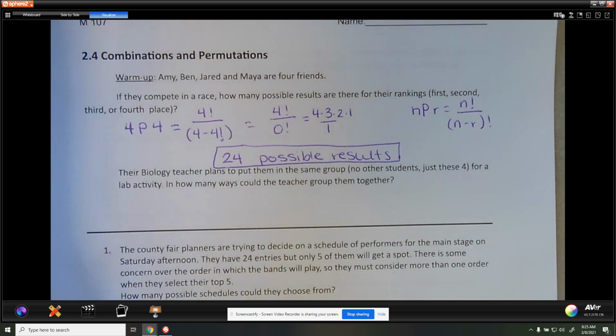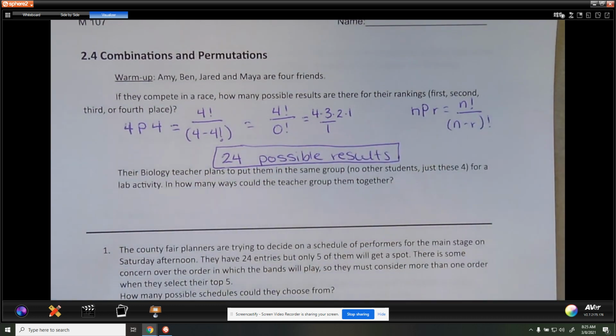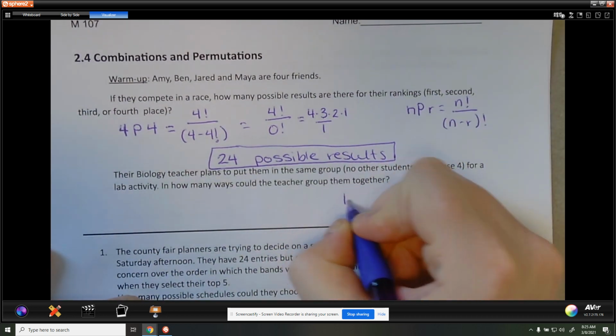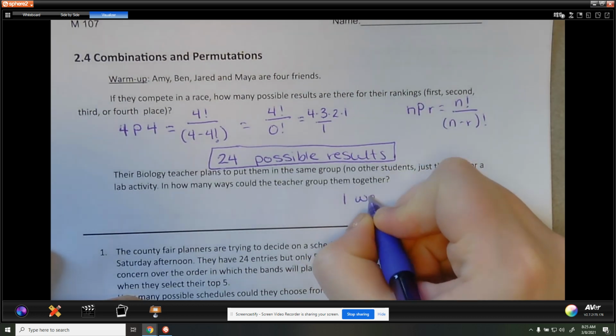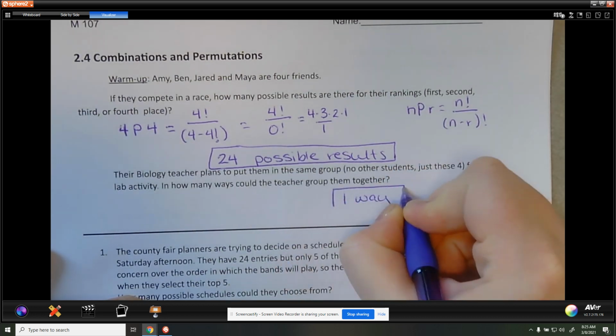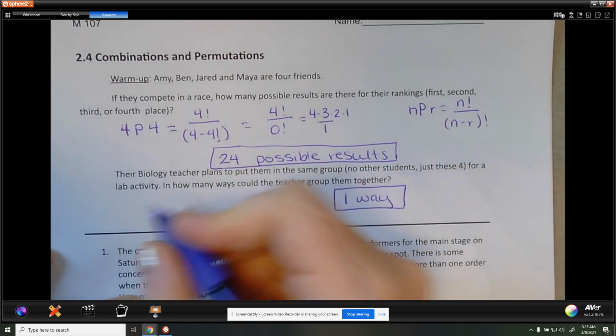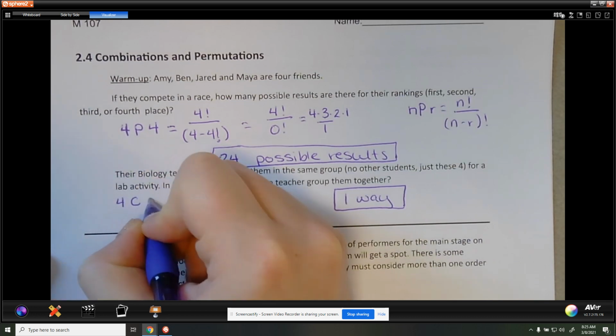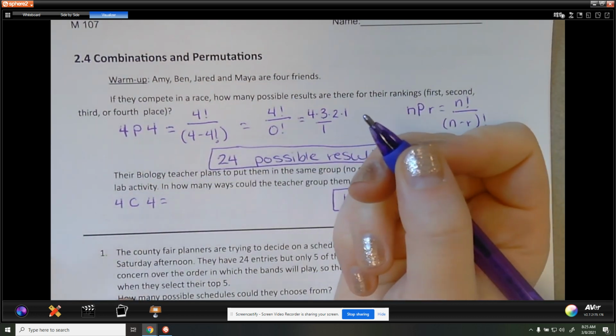this is a combination because the order does not matter, but we're picking 4. It's 4 choose 4, so it's like asking how many ways can we pick 4 students for a group if you only have 4 options. There's only one way to group them. That is the same thing as 4 choose 4, the combination.